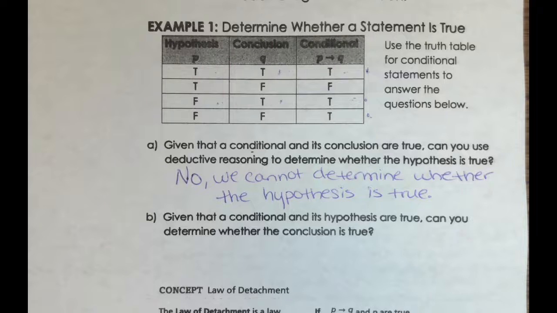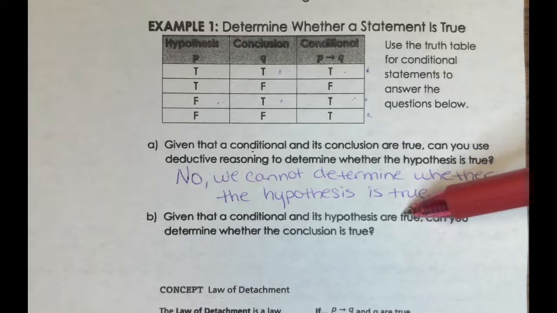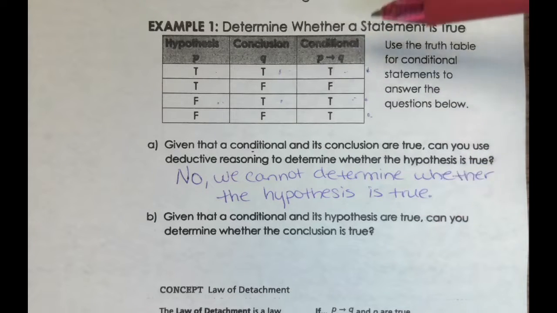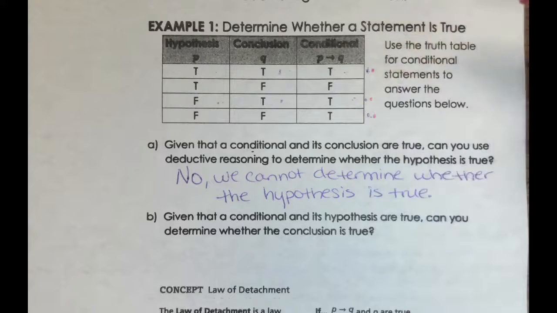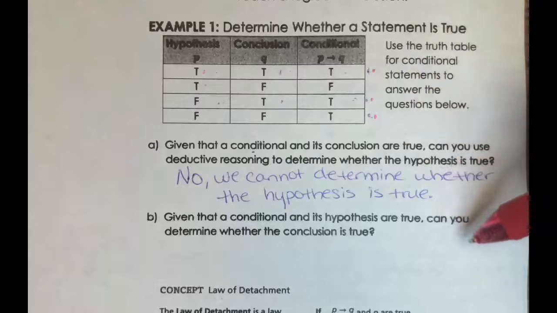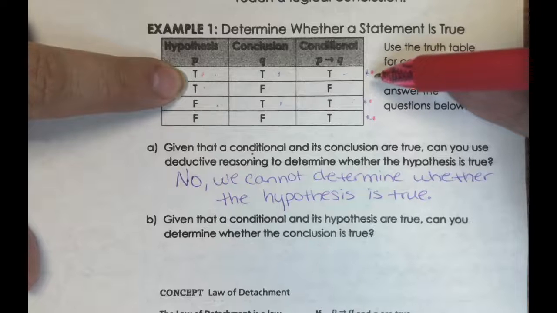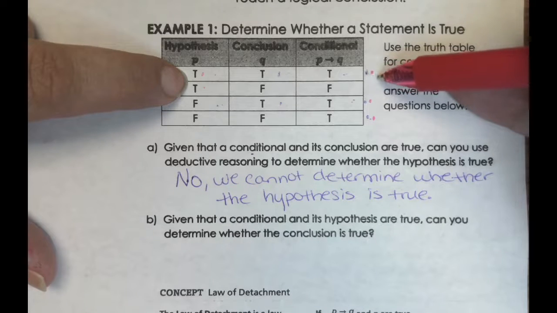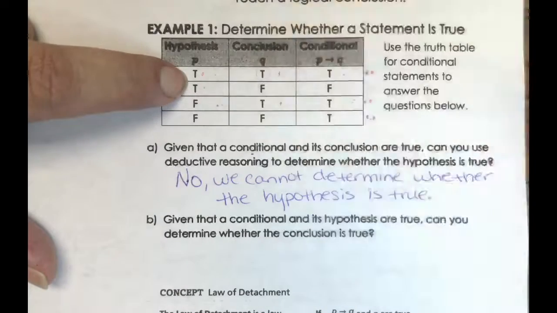Okay, next. Given that a conditional and its hypothesis are true, can you determine whether the conclusion is true? So, the conditional is true where I'm putting the pink marks. Given that a conditional is true, let's look at when the hypothesis is true. These are the only two times the hypothesis is true. Can you determine whether the conclusion is true? So, if I'm looking at my two true hypothesis rows, and then I'm looking at my conditional, the only one of those two where the conditional and the hypothesis are both true, the conclusion has to be true.